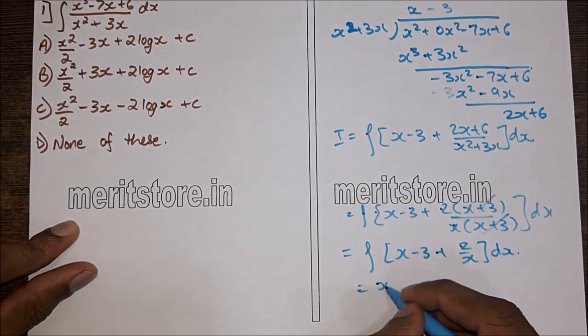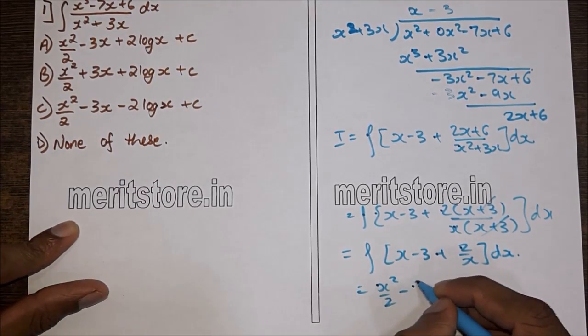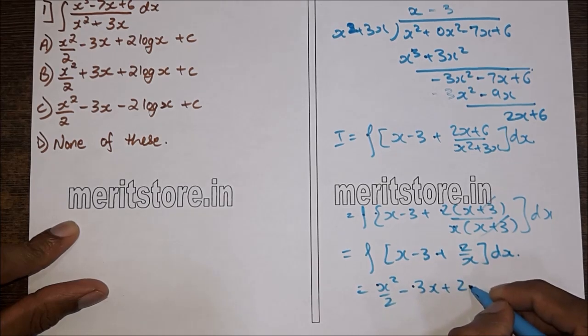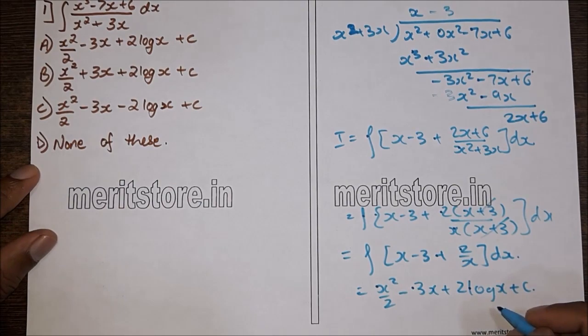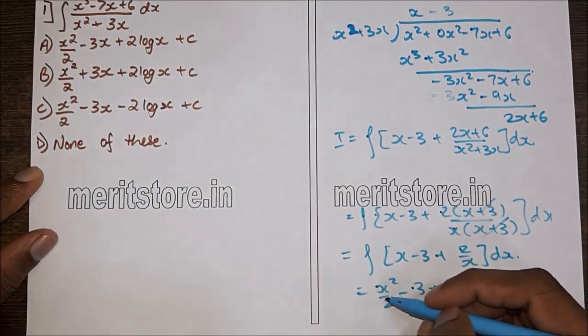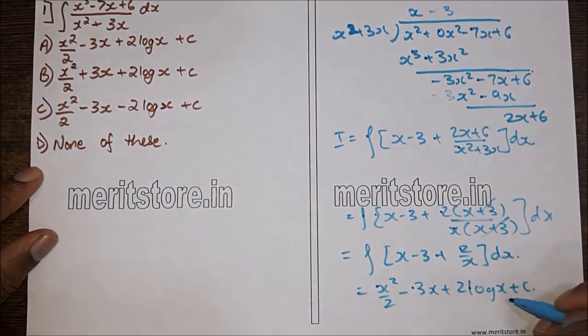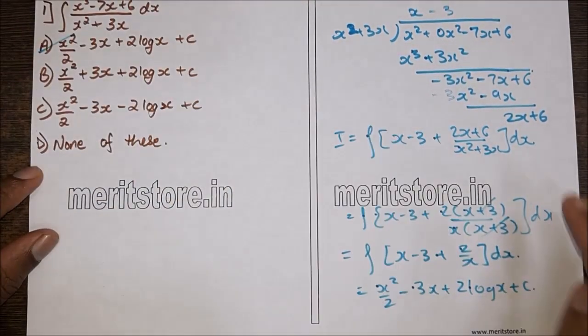Integrating, we get x square by 2 minus 3x plus 2 log x plus c, which we see our answer matches with option A, that is x square by 2 minus 3x plus 2 log x plus c. Therefore, option A is the correct answer.